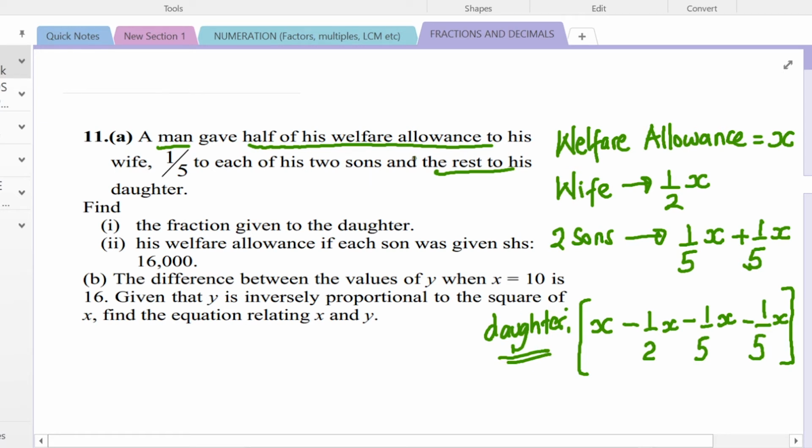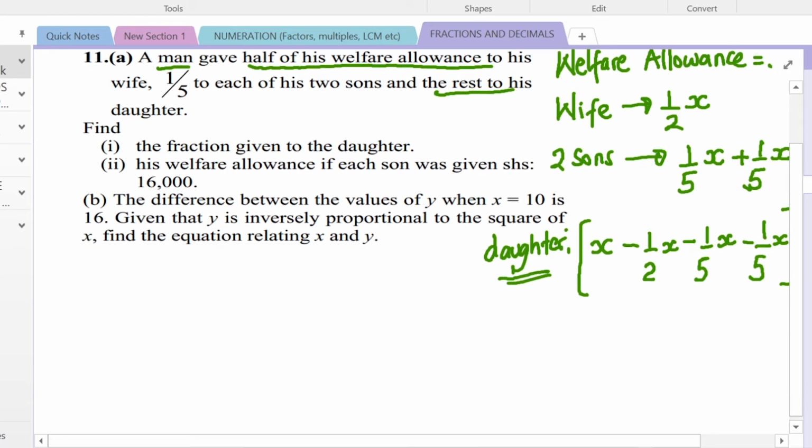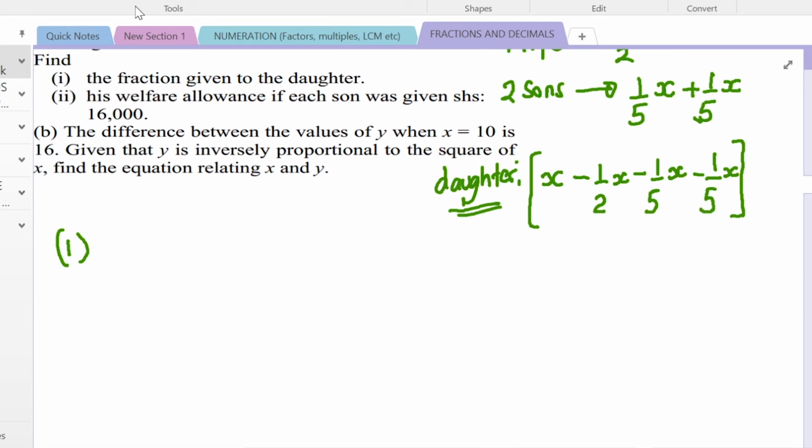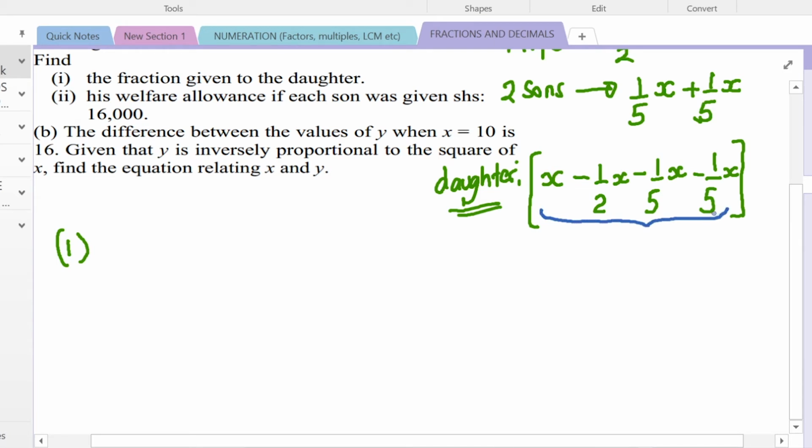Okay, so that's what they mean here when they say a fifth to each of his 2 sons and the rest to his daughter. And then they're asking, find the fraction given to the daughter. Now let's try and find the fraction that was given to the daughter. So for us to be able to get the fraction of the daughter, of course, this expression here is going to give us the fraction that the daughter got.